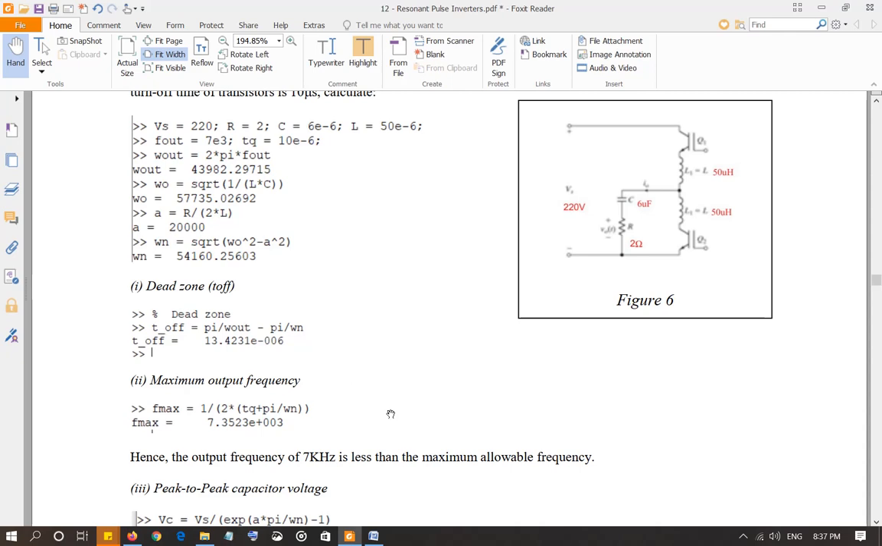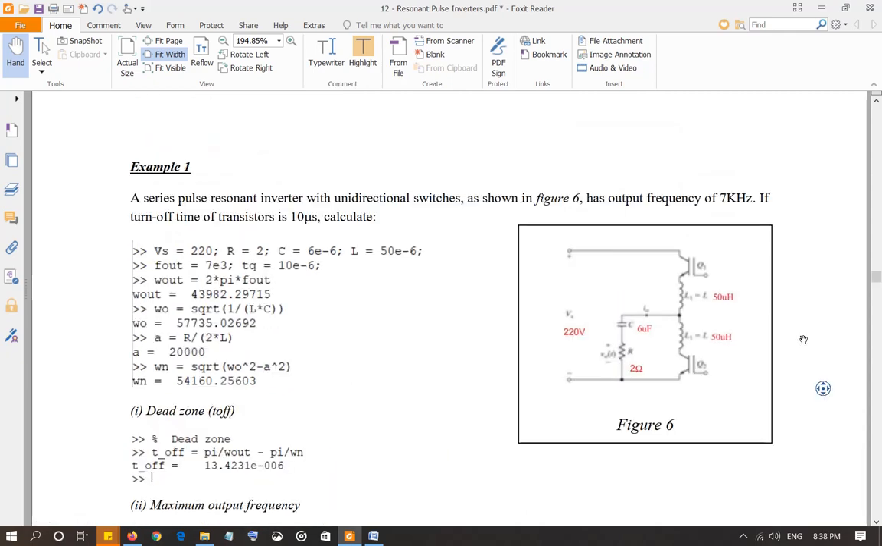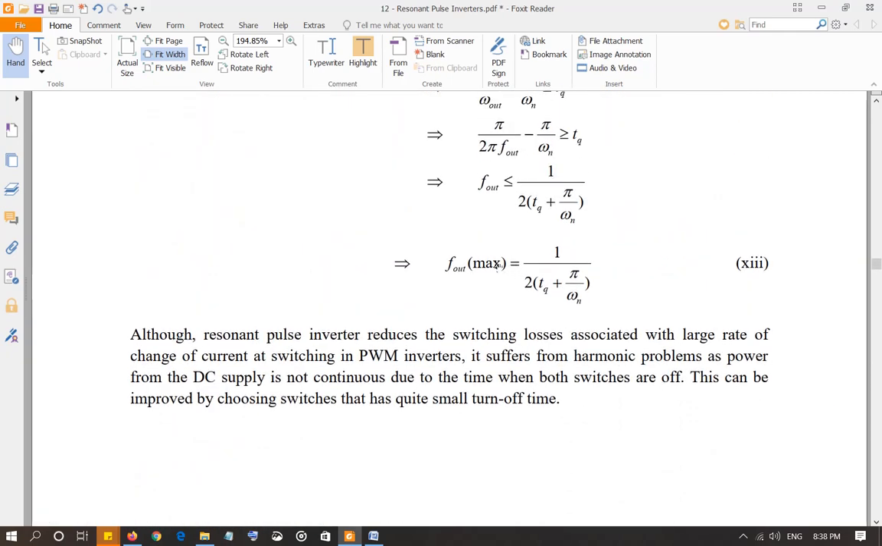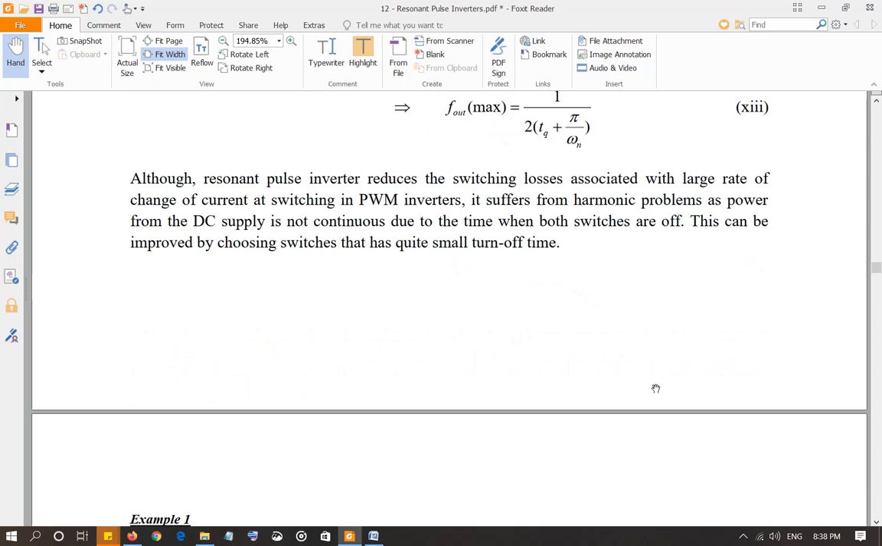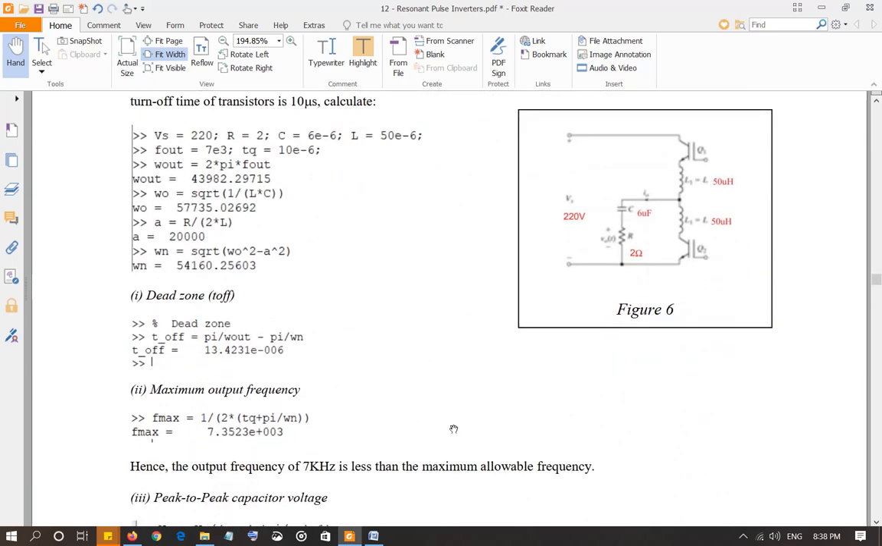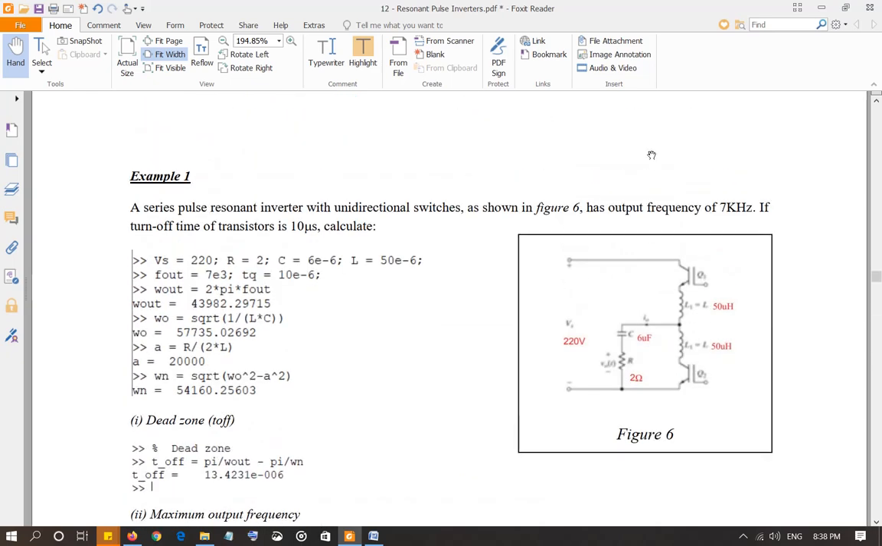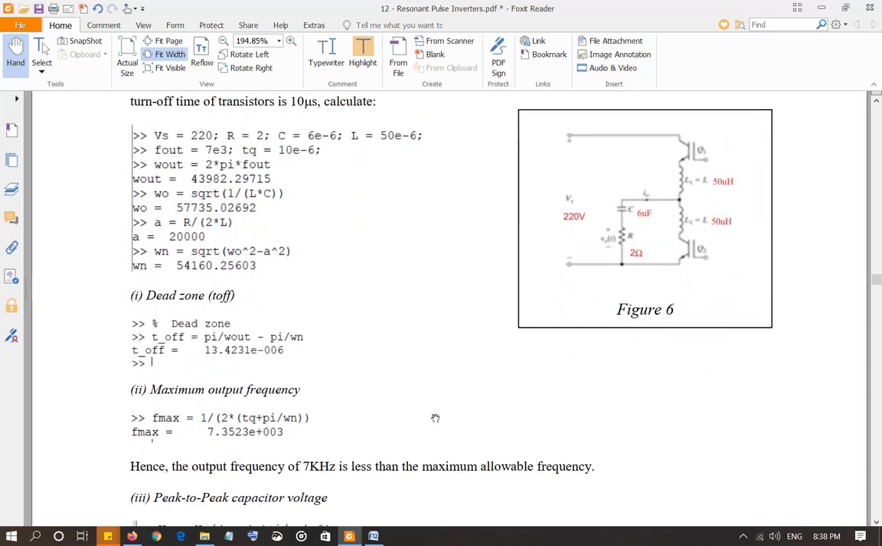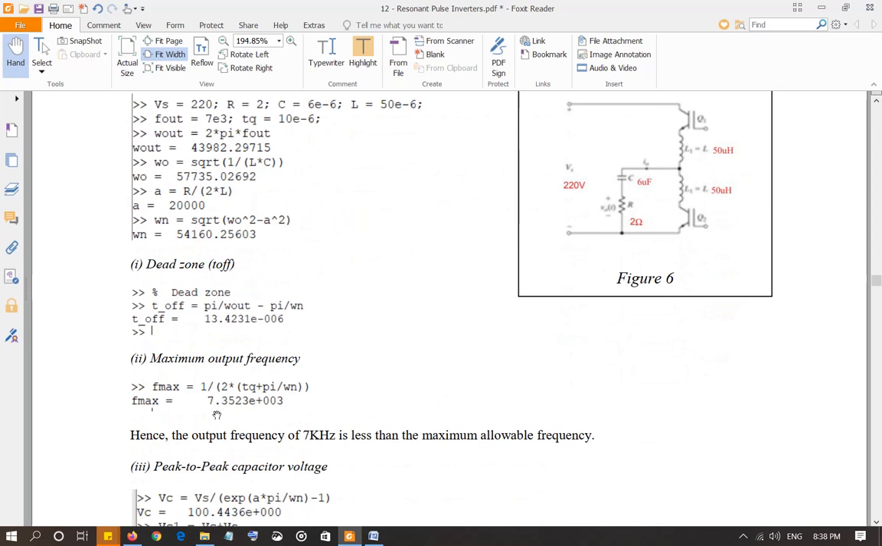Second is, what will be the maximum output frequency of the inverter? And again, we discussed the formula, let's go back. This is the maximum output frequency, 1 over 2 times the turn off time of transistor plus pi over natural resonant frequency, and that came out to be 7.35 kilohertz. And observe that the output frequency is 7 kilohertz and the maximum frequency allowed for the inverter is 7.35. That means our output frequency is less than the maximum, hence the circuit is going to operate properly.